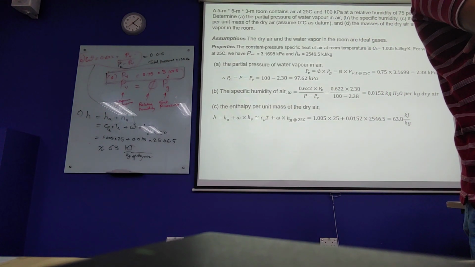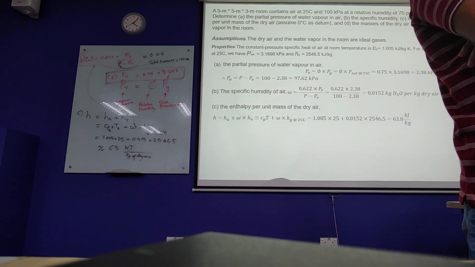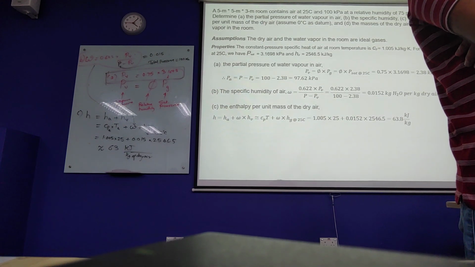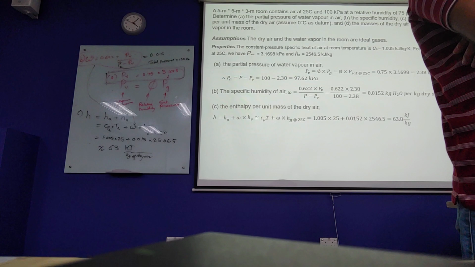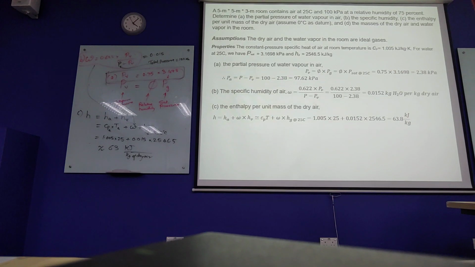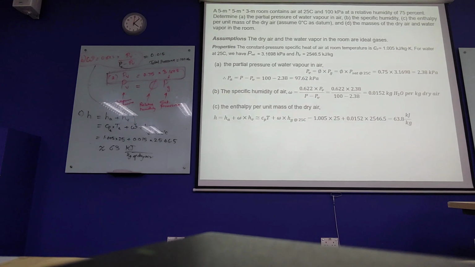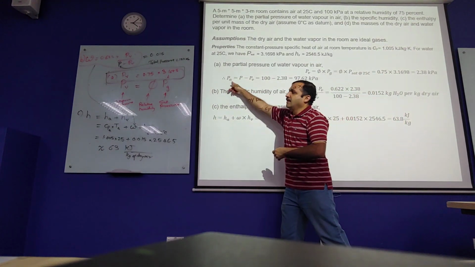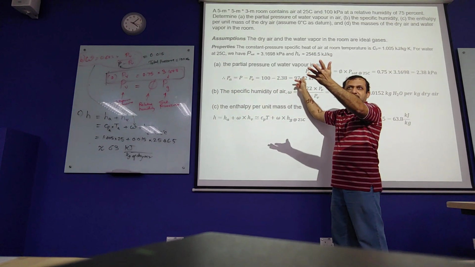Pressure in the room is how much? And would you use total pressure or partial pressure of air? Someone said partial pressure of air, and that's correct. And you have used total pressure, most likely. That's the only mistake. How would you find partial pressure of air? We have already found partial pressure of water vapor. Partial pressure of air is just total minus the vapor pressure of water vapor. So that's 97.